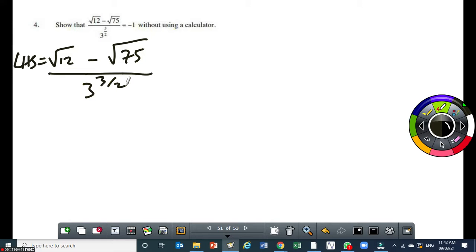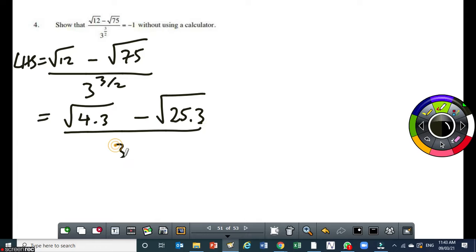Now, as you can see, the denominator cannot easily be simplified. So it is better to simplify the numerator first. And then from there, you can see how you can move on. But first, simplify the numerator. So this 12, I can write it as a product of a perfect square and a prime number. So it will be the square root of 4 by 3, and 75, I can write that as the square root of 25 by 3.